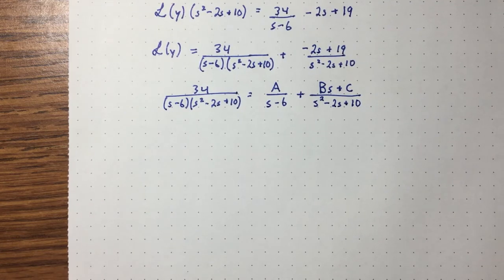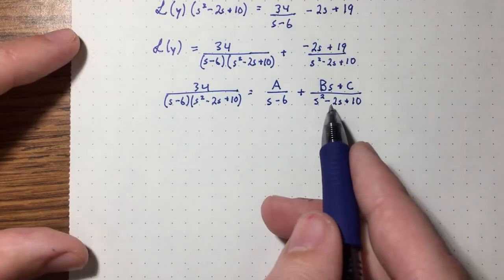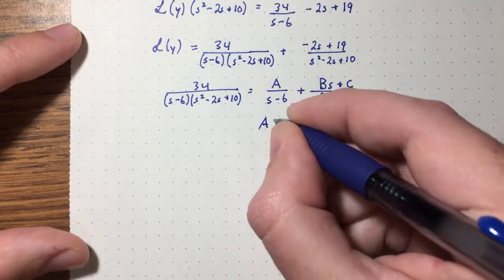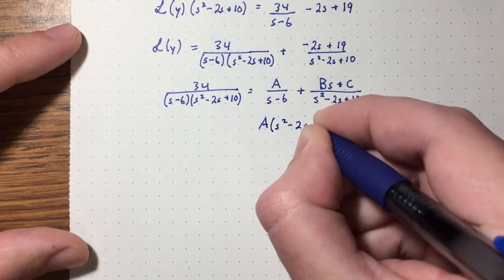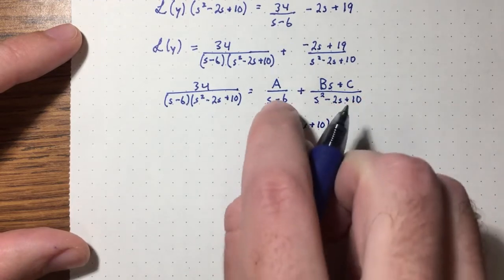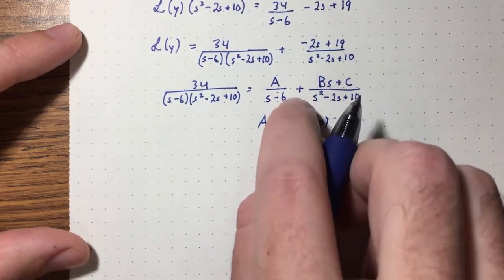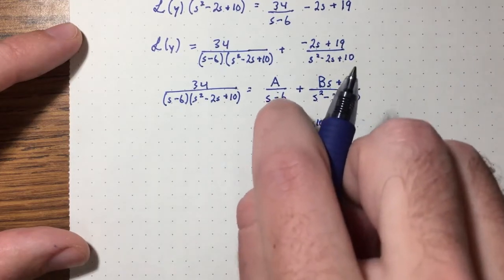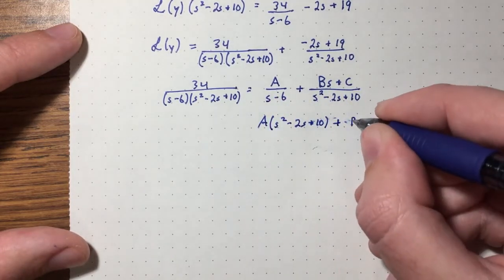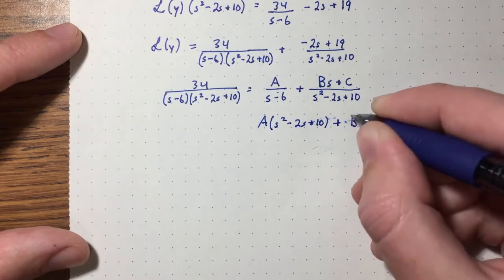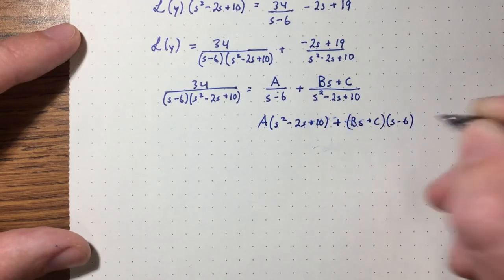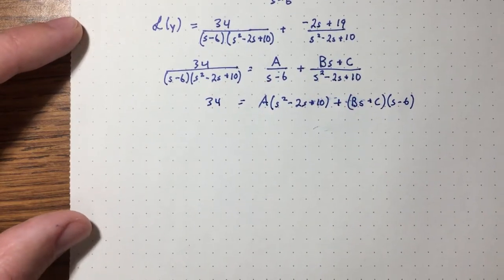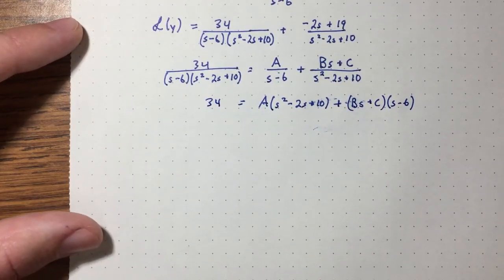Okay. Let's go ahead and do this partial fractions. The way I do it is just find a common denominator. I need to multiply this one by this quadratic over itself, right? So this is my numerator. And then what do I need to multiply this one by? s minus 6 over itself. So I'll get bs plus c times s minus 6. And again, I want that to equal 34. I want the numerators on both sides to be equal.